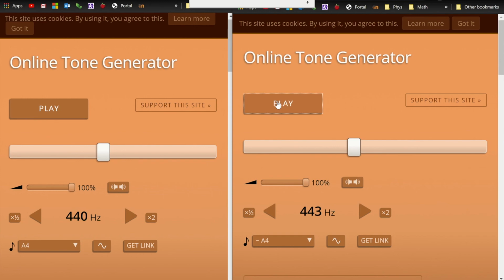Not much different, right? Okay, now let me turn both of them on at the same time, because my computer has the two speakers right next to each other. I will turn on the 440 first, and then I will turn on the 443. 440 is on. Now turning on 443. You hear that? Now shutting off 440. Turning it back on. You hear that beat?